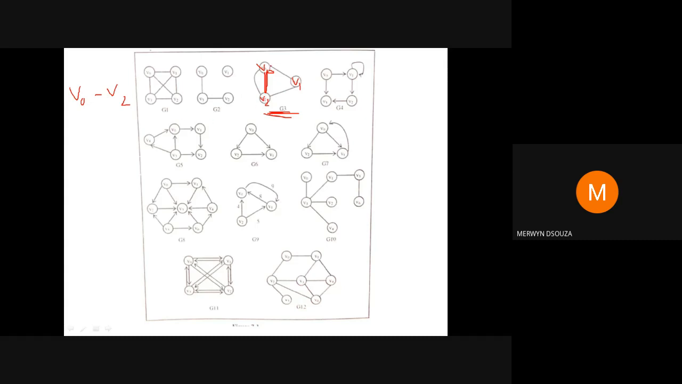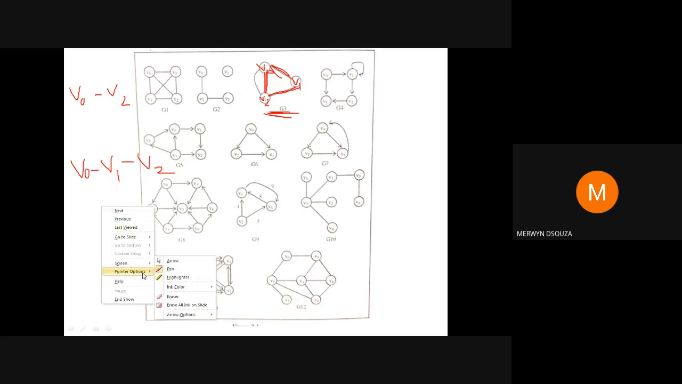The second possible path is from V0, I go to the adjacent vertex V1. So from V0 I go to V1, and from V1 I go to V2, the adjacent vertex. So this is another possible path. Okay, and there are many, like an infinite number of paths. You can try to find out in all these examples. As such, I'm not saying infinite, there are many possible paths.